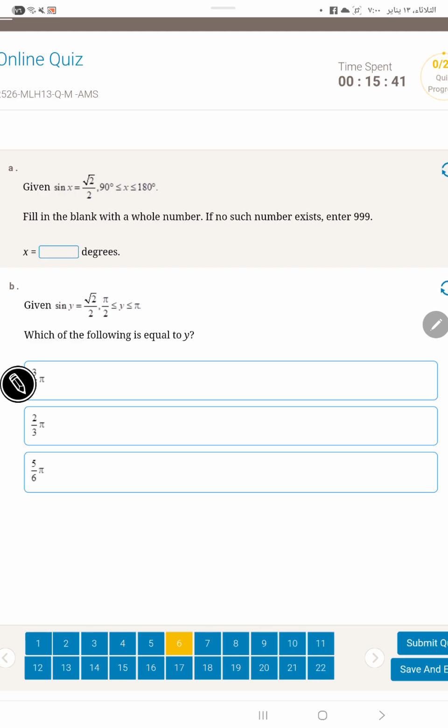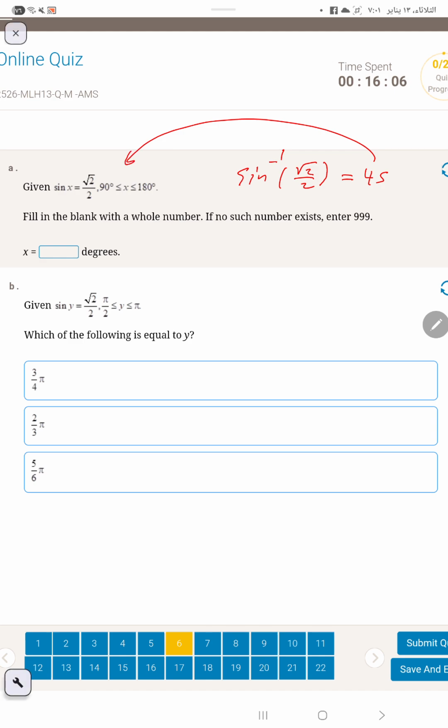Question number 6. Given that sine x is equal to radical 2 over 2, fill in the blank with a whole number. So first step, we do the same thing. We do shift sine inverse of radical 2 over 2. We get from the calculator 45, but 45 is not in the range.